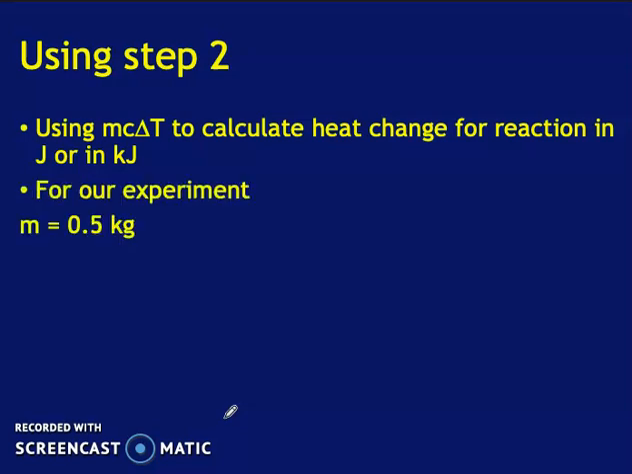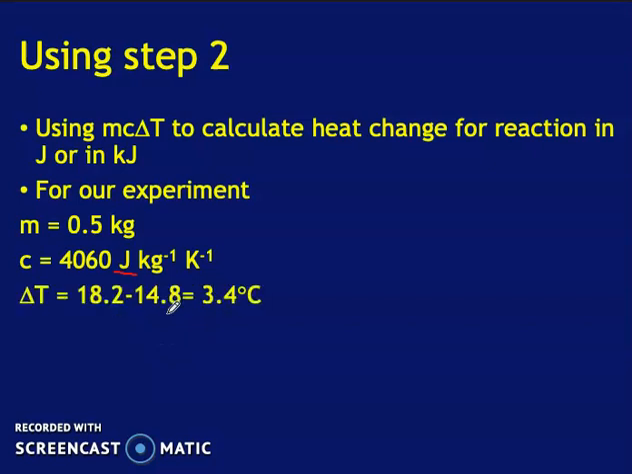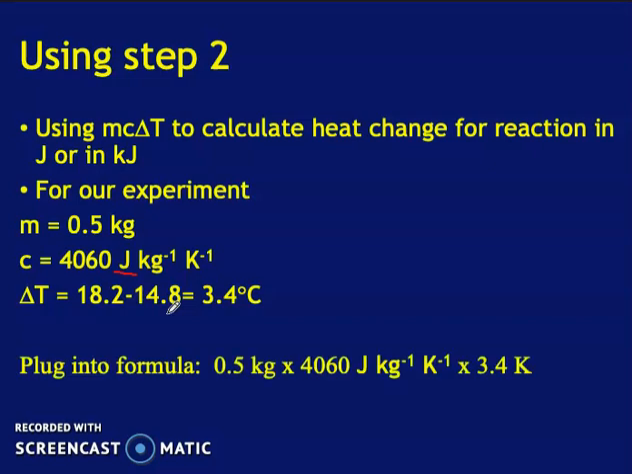In our experiment, this was our data. The mass was 500 grams, which was 0.5 kg. The specific heat capacity we're going to use is 4060. Please note that it is in joules per kilogram per Kelvin. So our answer is going to be in joules. And the delta T we calculated was 3.14. So we plug all that into a formula, press pause for yourself, do the piece of maths, then unpause and come back to me.